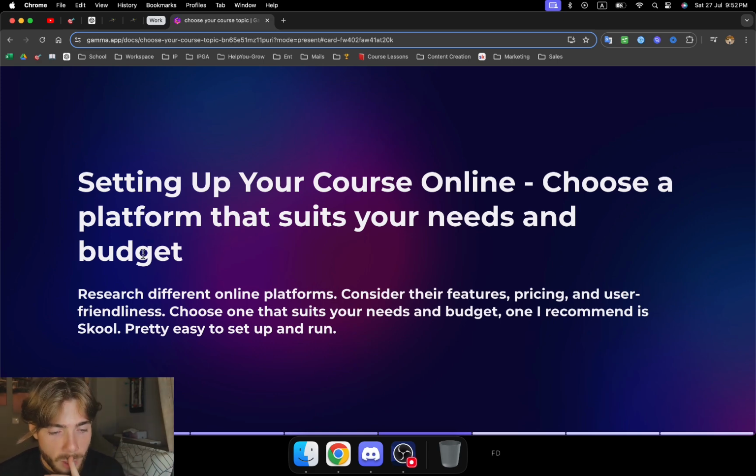So research different online platforms. There's a lot of platforms out there. There's free ones like Discord, Telegram, all of them. WhatsApp, no, WhatsApp is not a group, sorry. But yeah, you need to consider their features, pricing, and user friendliness. Choose one that suits your needs and budget. I recommend School. Pretty easy to set up and run, and it's pretty cheap as well. It's only $99 per month to run a group.